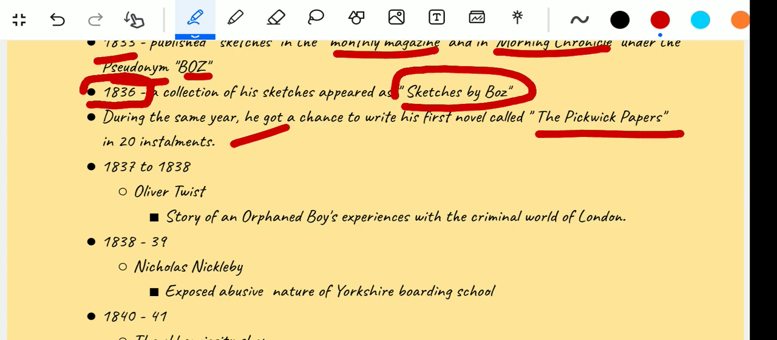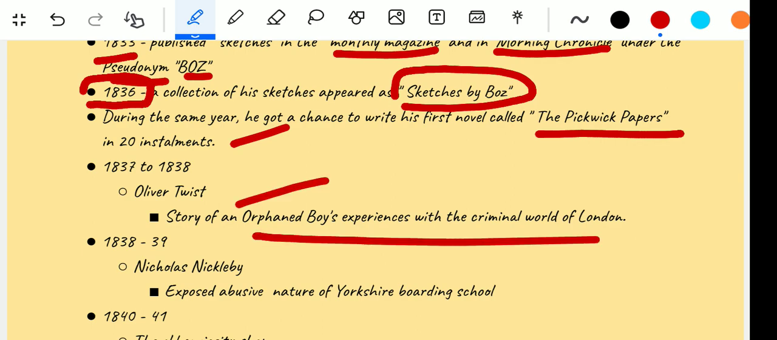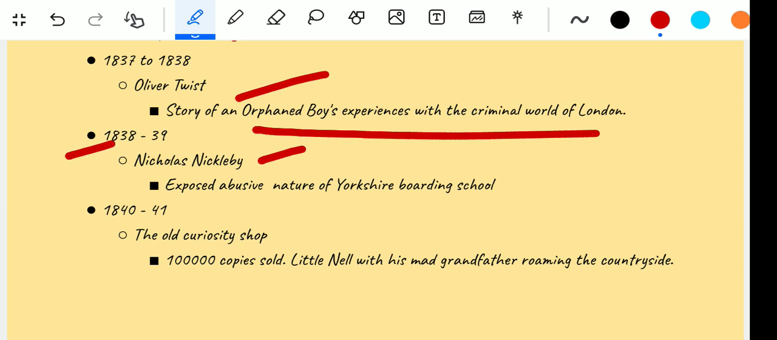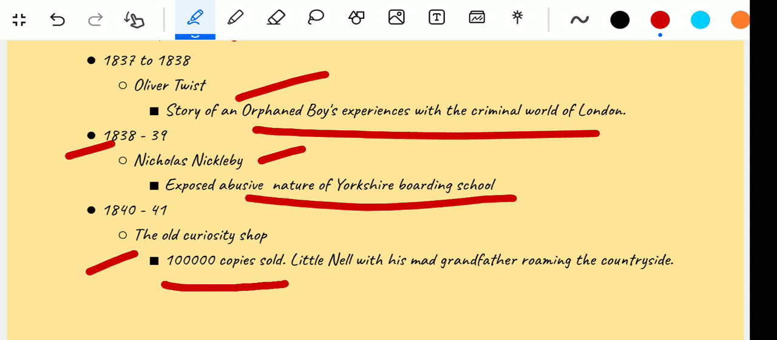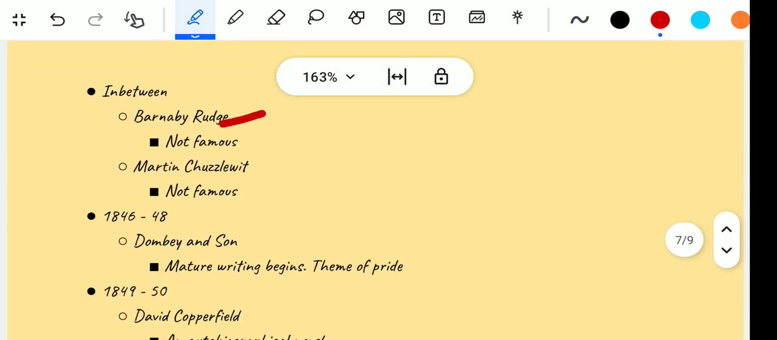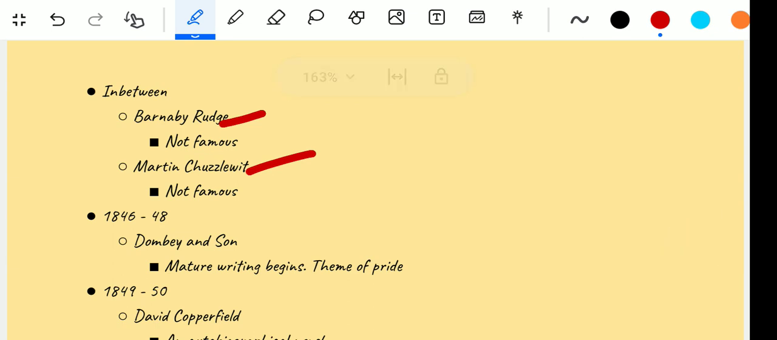After 36, during 37 to 38, Oliver Twist appeared, a story about an orphan boy's experience in the cruel world of London. During 38 to 39, we have Nicholas Nickleby, which again exposes the abusive nature of Yorkshire boarding schools. The Old Curiosity Shop was way too popular. It sold even 1 lakh copies. It was a story about Little Nell and her mad grandfather. In between, Barnaby Rudge and Martin Chuzzlewit were published, but those two works were not popular.